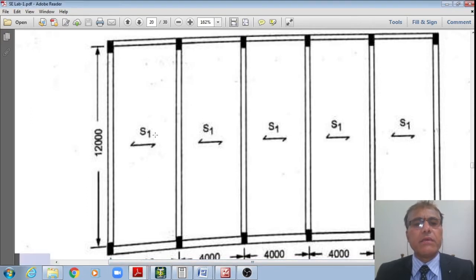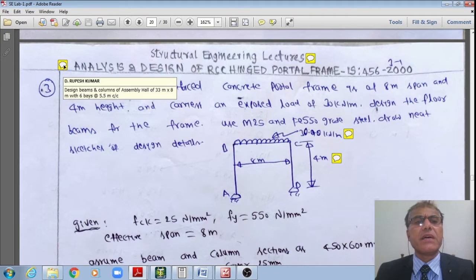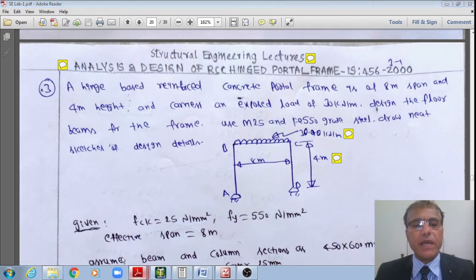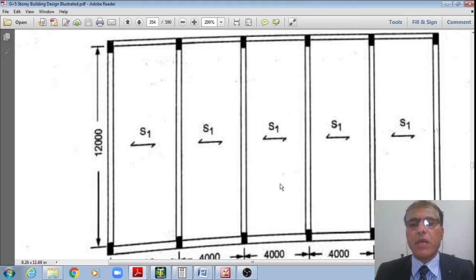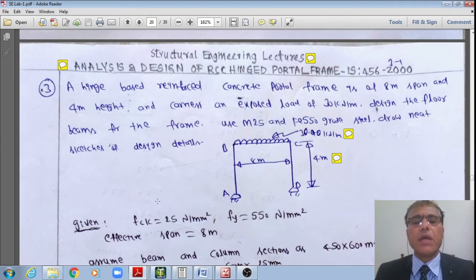Now we'll see the data given: six bays spaced at every 5.5 meter, right? There are 6 bays here, 1, 2, 3, 4, 5 bays are shown. Now I am taking 6 bays at every 5.5 meter, that is the spacing, and the span of this frame is 8 meter, right? However, I'm not going to deal with the design of the slab as well as the footing. In today's class, we shall see only the design of the beam as well as the column, the pure portal frame alone, students, right? In other videos, we shall see the designs of the slab as well as the footings, right? That is how the problem is given, students, conforming to IS 456 limit state design, right?